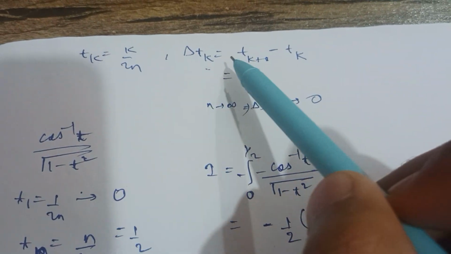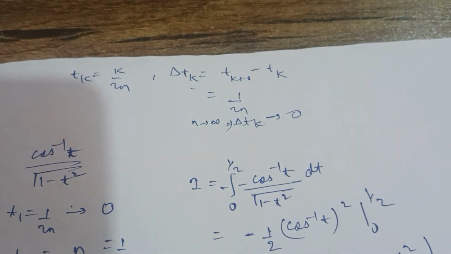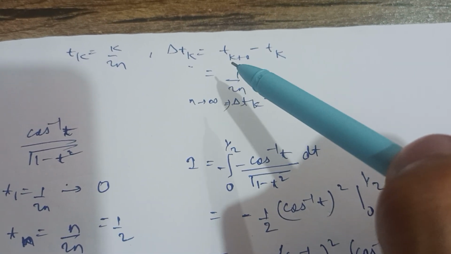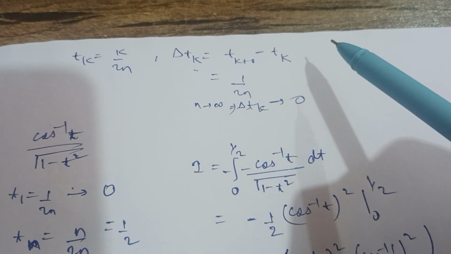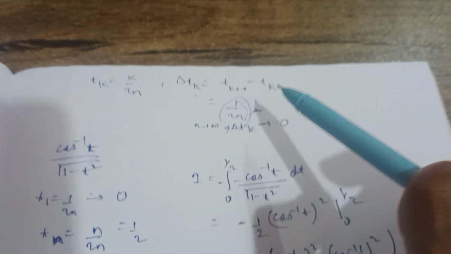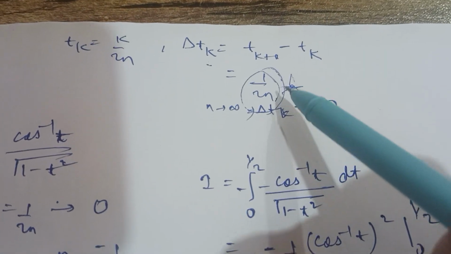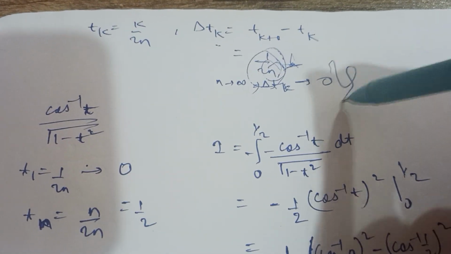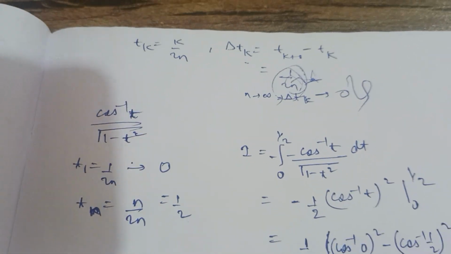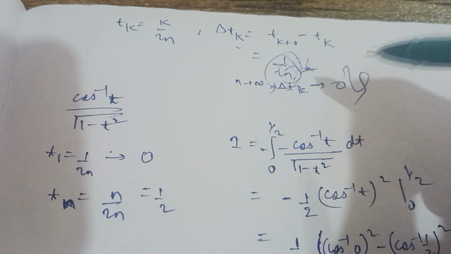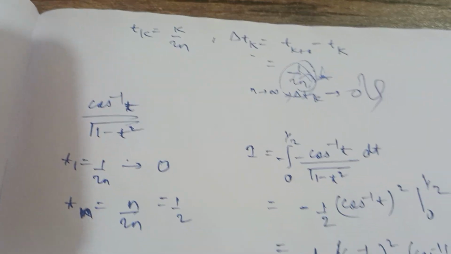So the difference of the k plus 1th term and the kth term in the summation will be k plus 1 upon 2n minus k upon 2n, which is nothing but 1 upon 2n. So this is the difference of the terms. Now as n approaches infinity, this difference will approach 0. This is a very neat technique which I took a lot of time to come up with. I hope you understand it. This is a limits concept, so I may explain it later, but this video is getting long.